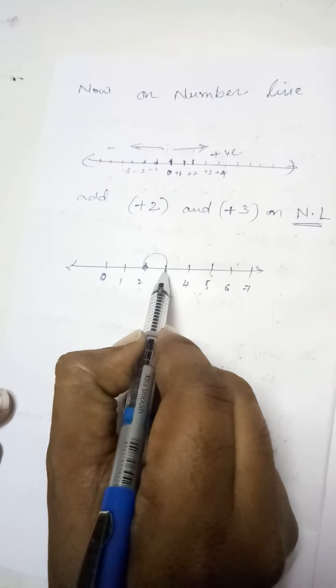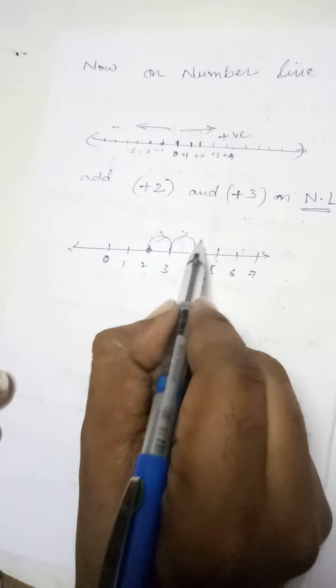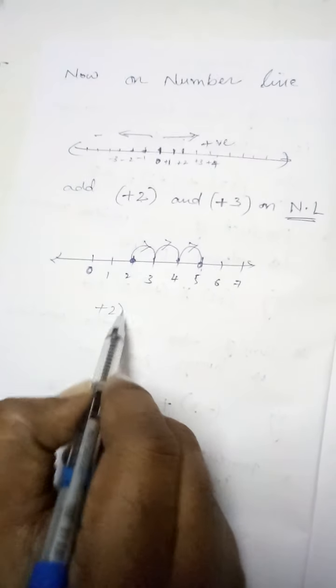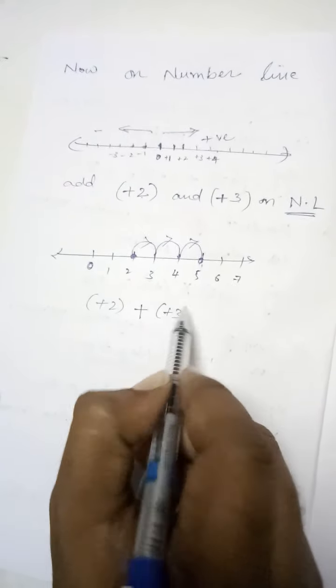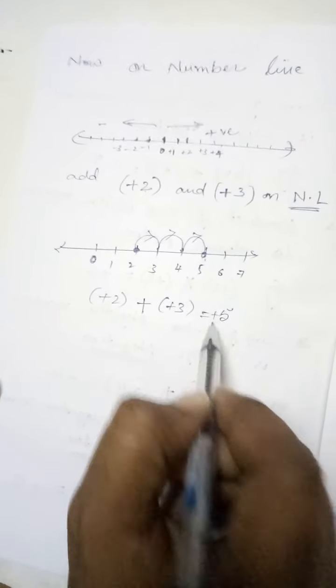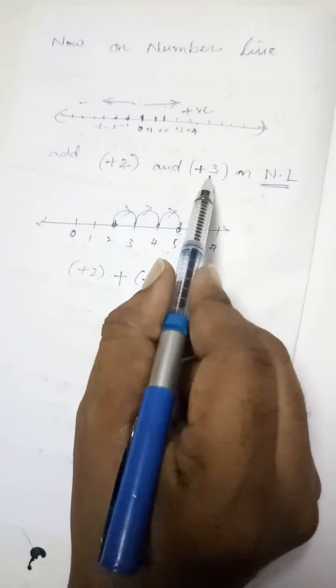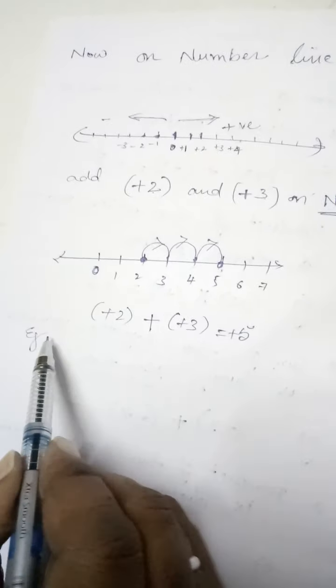So first step, second step, third step. Where do we stop? Here, 5. So plus 2 plus 3 is equal to plus 5. We have to start from 2, and how many steps to move depends on the second number. Again I'm explaining another example.